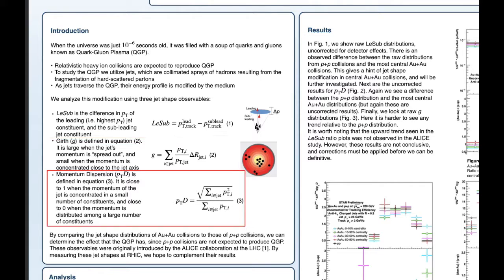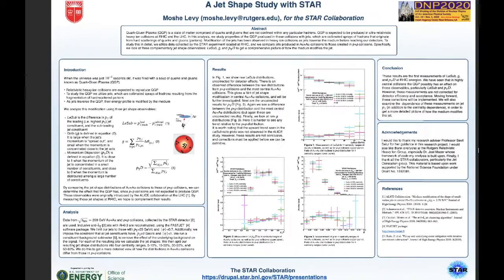the jet axis. Finally, we have momentum dispersion, or PTD, which is defined in equation 3. As you can see from the definition, it's always less than 1, but it is close to 1 when the momentum of the jet is concentrated in a small number of constituents, and close to 0 when the momentum is distributed among a large number of constituents. So we see that these three observables give a complementary picture of the energy distribution in the jet, and therefore enables us to see how the medium modifies that energy distribution.